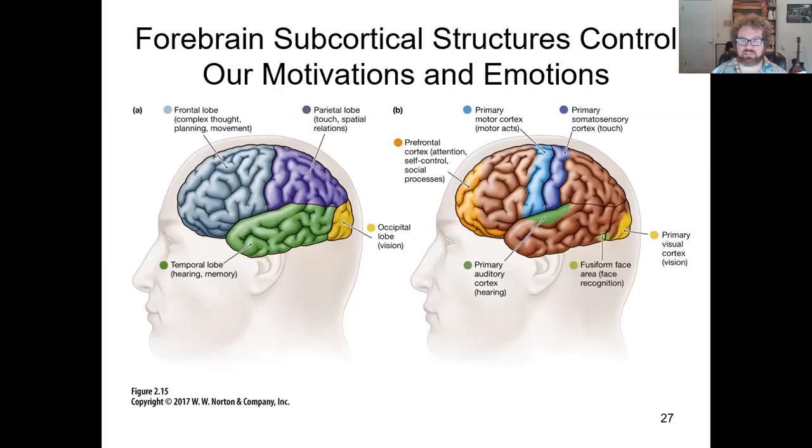So this, you might say, is the most evolutionary new part of the brain, if you will, and it's the part of the brain that is responsible for allowing us to have the unique human abilities that at least seem to be unique, at least among the species that exist on this planet. So it's the most sophisticated part of the brain, and it's located at the very front, hence frontal lobes.